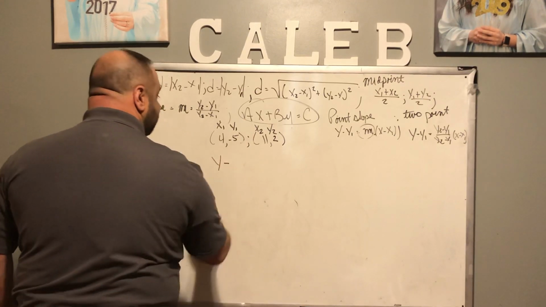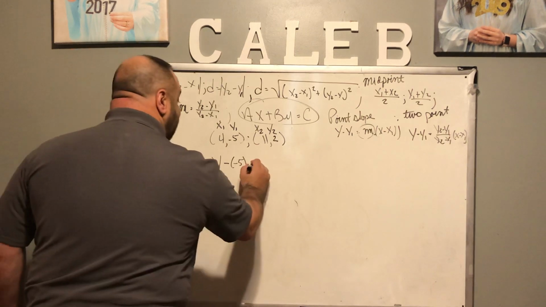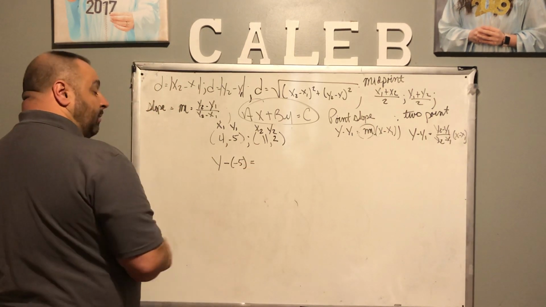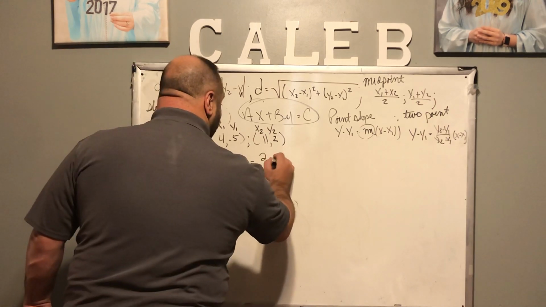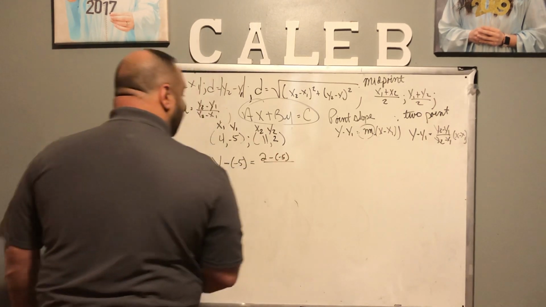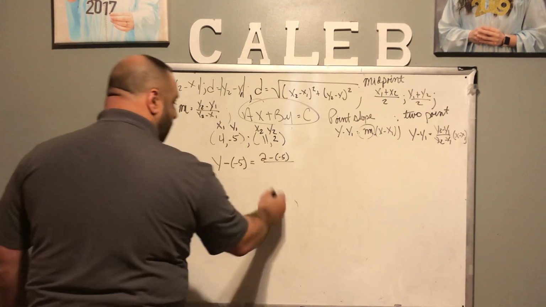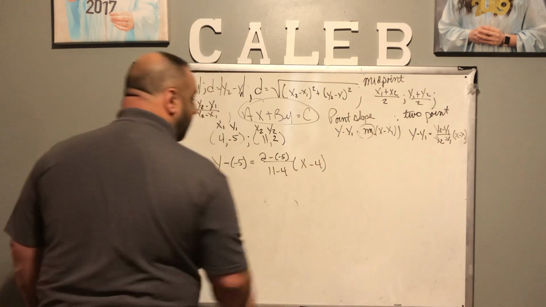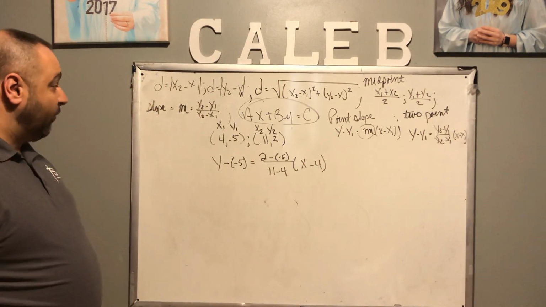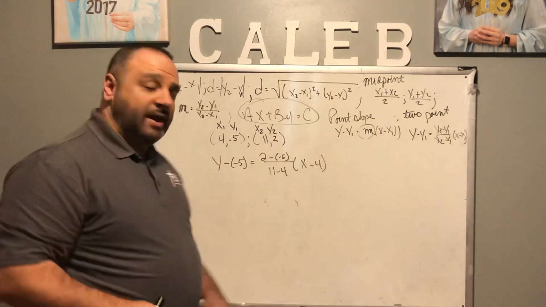Y minus y1, y1 is negative 5, so make sure you put your negative 5 in there, equals, now let's put our slope formula in, y2 minus y1, so 2 minus negative 5 over, all right, x2 minus x1, so 11 minus 4 times x minus x1, which is x minus 4. Now let's take our time and begin to work through the problem and begin to solve.